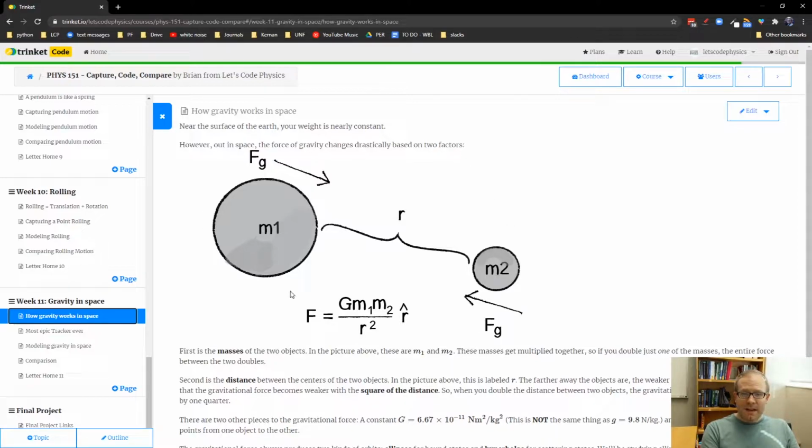Here, there's a page that has just a little introduction about gravitation. If you haven't covered it yet, this is a great way to introduce gravitation. If you have, it's a great application of it.